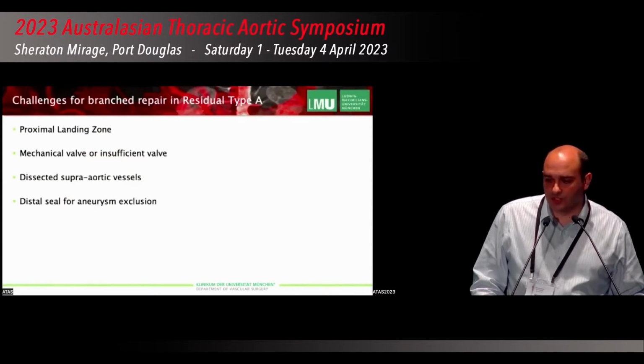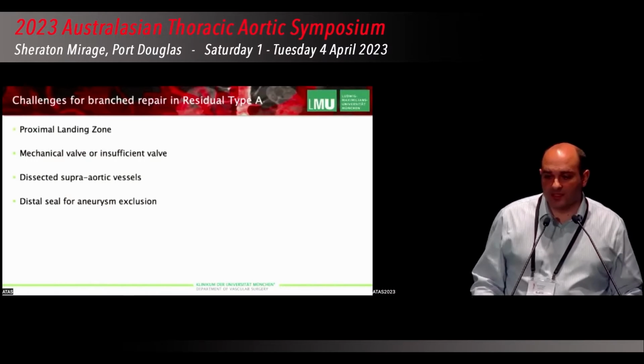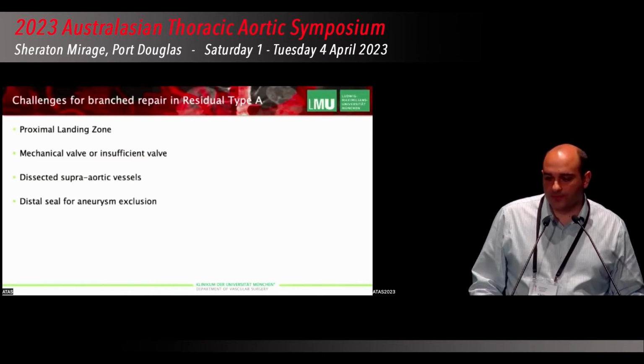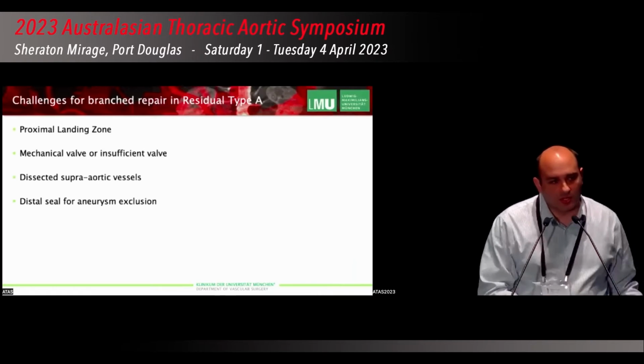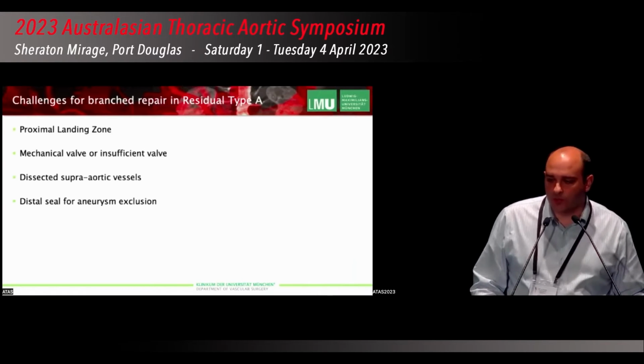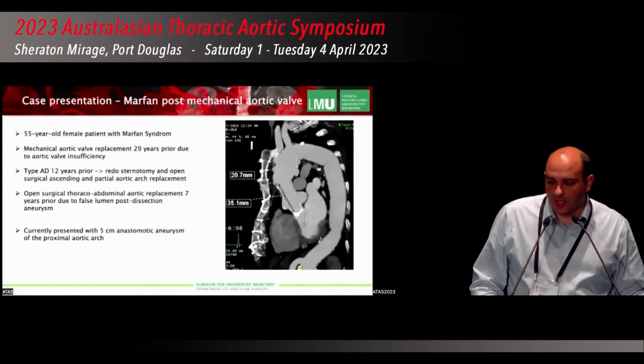So the proximal landing zone is an issue. Also the patients with residual type A dissection, of course, are frequent patients that we need to deal with. Not all surgeons are as experienced as the surgeons in this room, and we often get requests from other institutions where they just don't want to go back and operate again in these patients. So these are some limitations, and you can see here how these limitations get overcome over time.